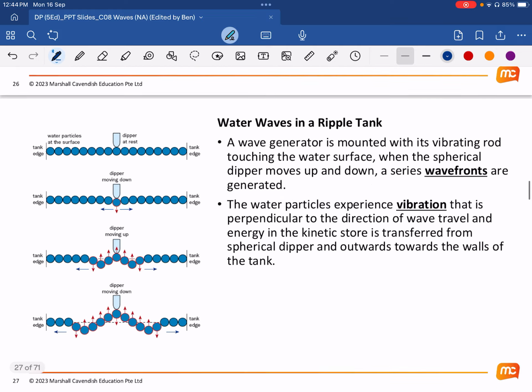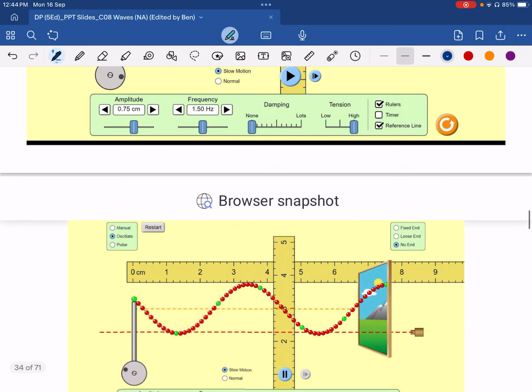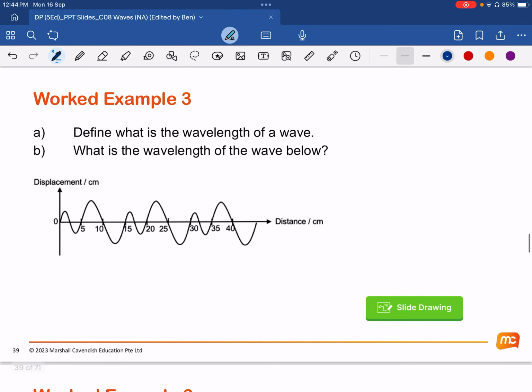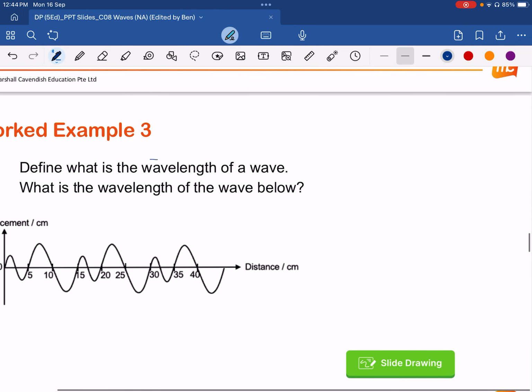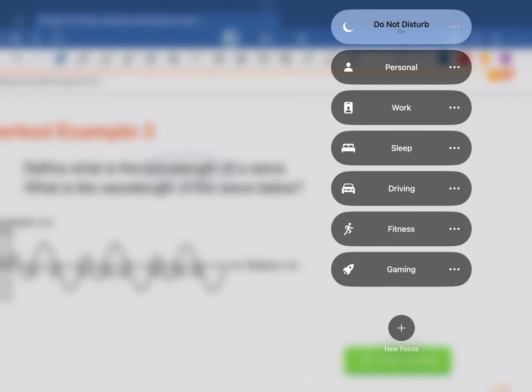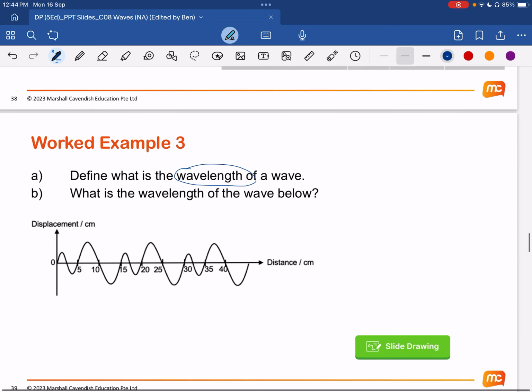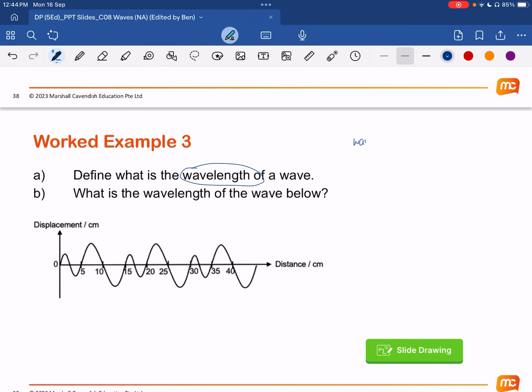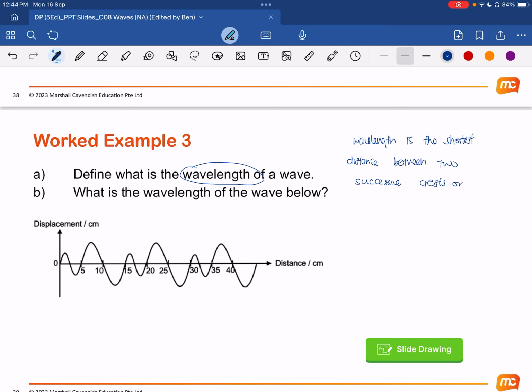Okay, for example 3, define what is the wavelength of a wave. Right, what is the wavelength? Okay, wavelength is the shortest distance between two successive crests or troughs.